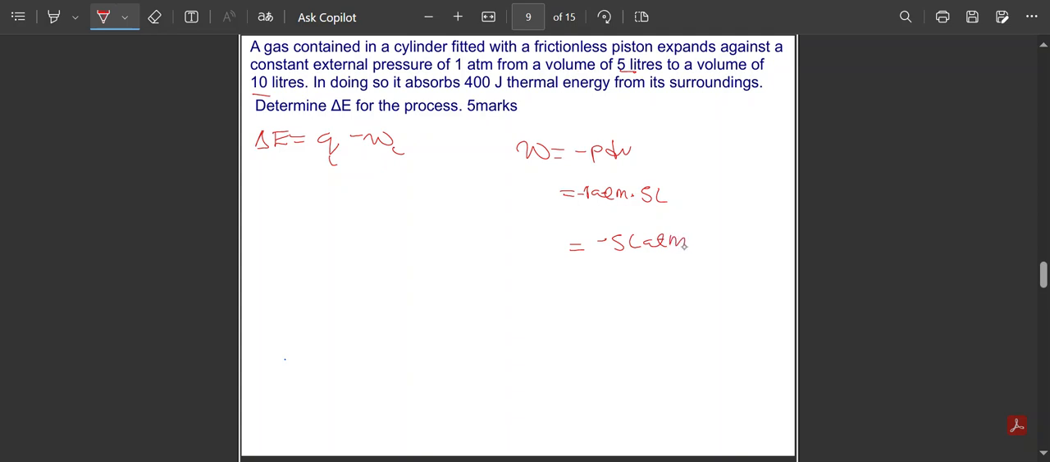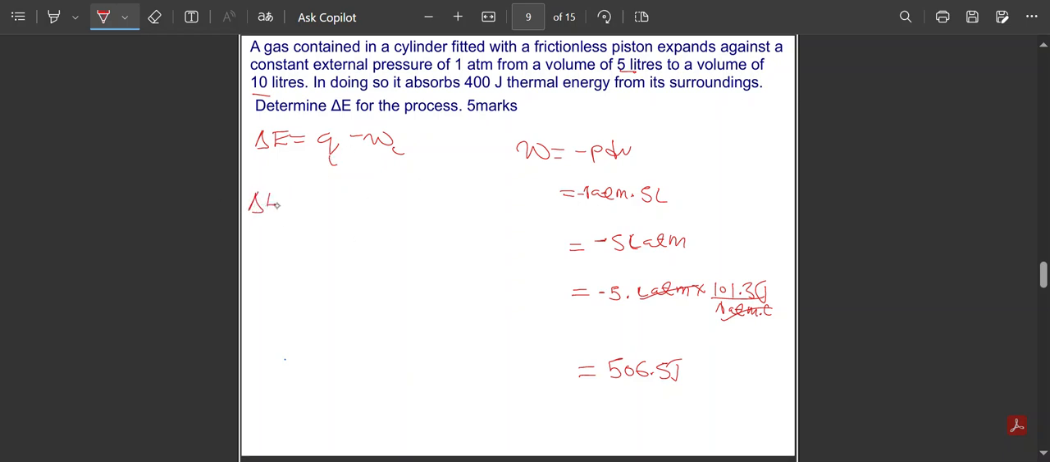This can also be calculated in joules. This is in liter atm, so in joules we say negative 5 times, and we need to know that 1 liter atm is equal to 101.3 joules. So we multiply: negative 5 times 101.3 gives negative 506.5 joules.